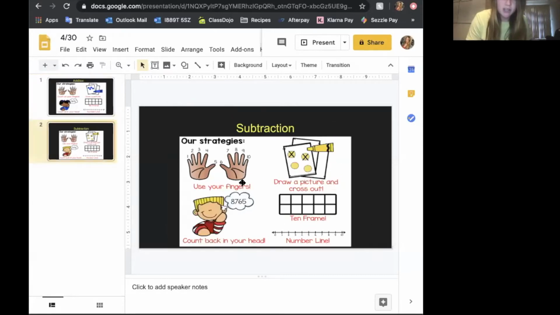For subtraction, you still have the same thing. You can use your fingers. You can draw a picture and cross it out. That's a different thing. With subtraction, you're going to cross it out. With addition, you're going to get more of that drawing. You're going to draw more.